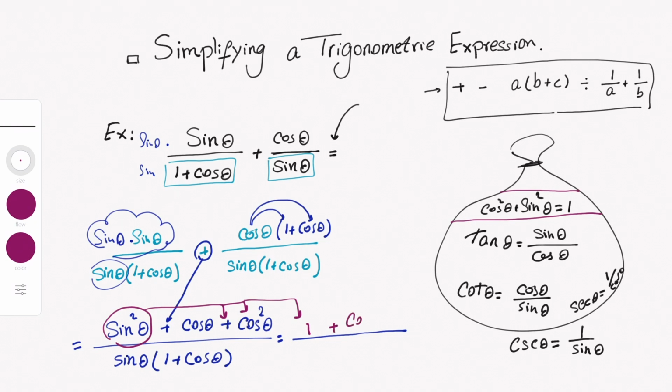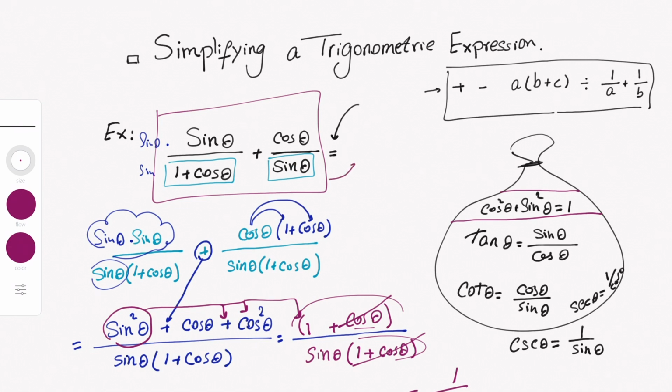So we have 1 plus cosine theta on top, and on the denominator we have sine theta times parenthesis 1 plus cosine theta. The 1 plus cosine theta factors cancel. The final answer is 1 over sine of theta. So we simplify this expression to 1 over sine of theta. You also can write it as cosecant of theta.